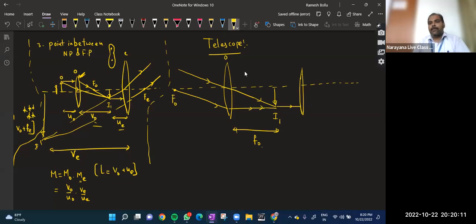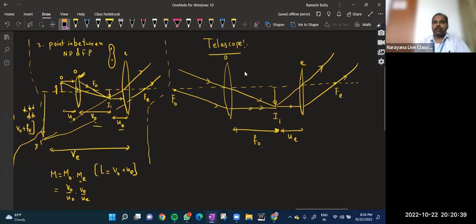And here, the object distance is Ue. How will it go? Like this. It is at the focal point of the eye lens. And it should go straight. Kindly, some adjustment is required. For the final image, the rays should be diverged like this. It's at the focal point of the eye lens. Do they meet really? They never meet.